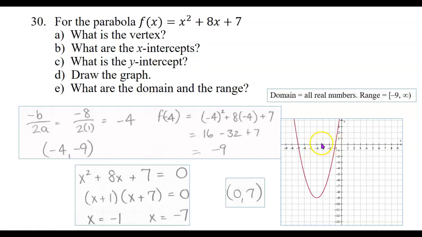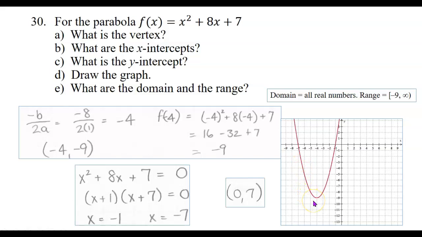And notice that they are both the same distance away from negative 4, just in different directions. So negative 4 is right in the middle, and because we have a nice symmetric parabola, it crosses the x-axis at negative 7 and at negative 1. The y-intercept, well, I kind of cut it off so you can't see it on the graph, but the point on the parabola with an x-coordinate of 0 would have a y-coordinate of 7. So the y-intercept, the place where it crosses the y-axis, is up at (0, 7).